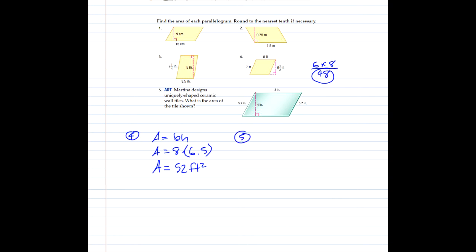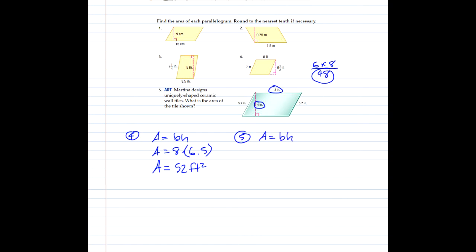Number 5. Martina designs uniquely shaped ceramic wall tiles. What is the area of the tile shown? Let's see. My base is 8. My height is 4. I'm not sure I need to estimate there. 8 times 4 is 32. I think that's a reasonably good answer.